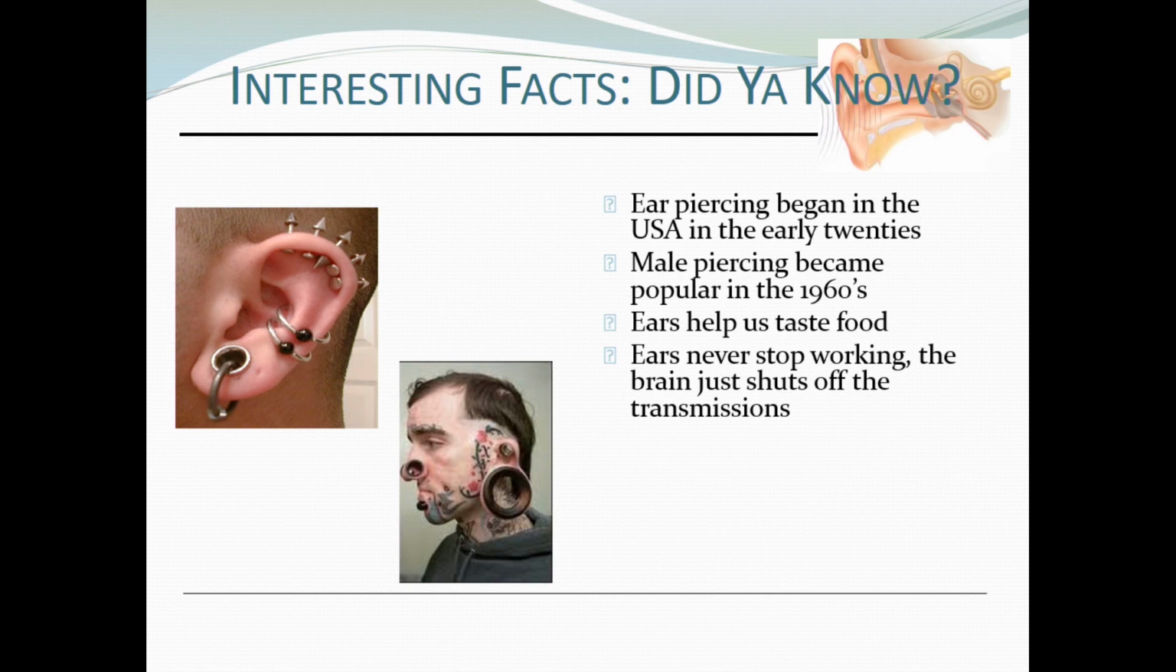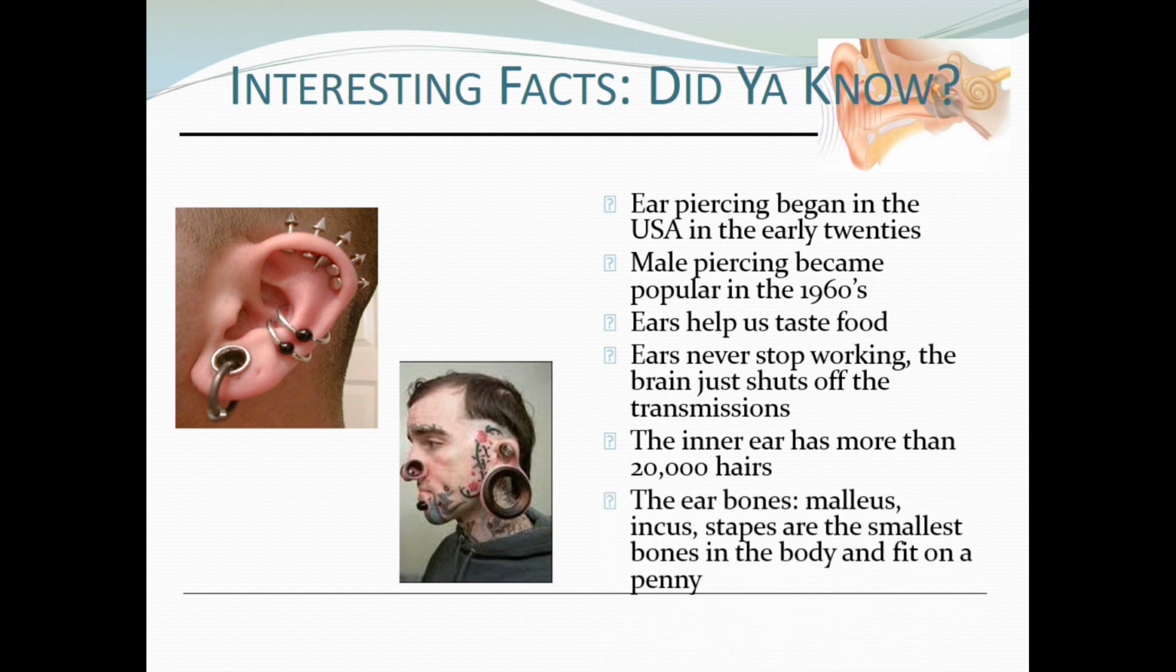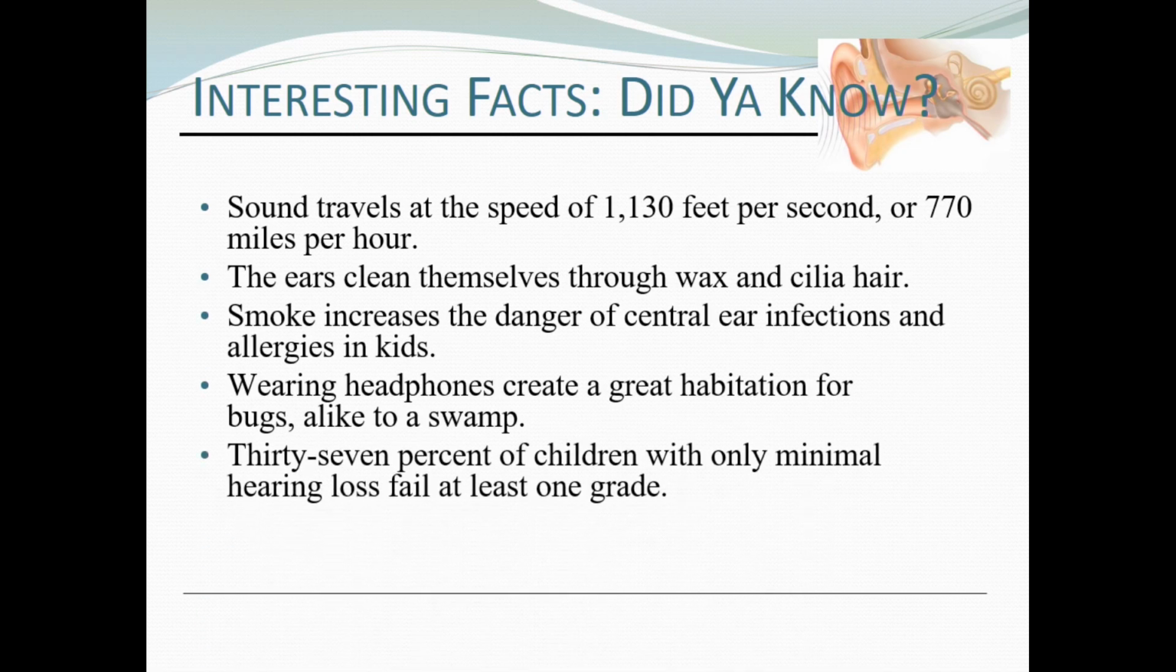What happens is the brain just shuts off transmissions. And the inner ear has more than 20,000 little hairs, but when they wear out, they never come back. And then the ear bones are the smallest bones in the body, and they can actually fit on a penny. And sound travels very quickly.